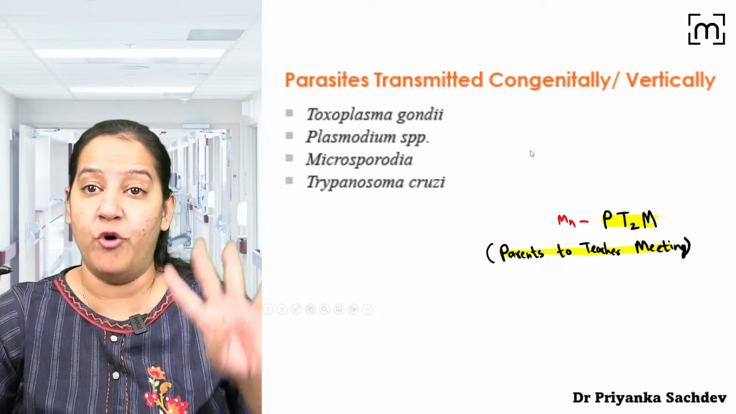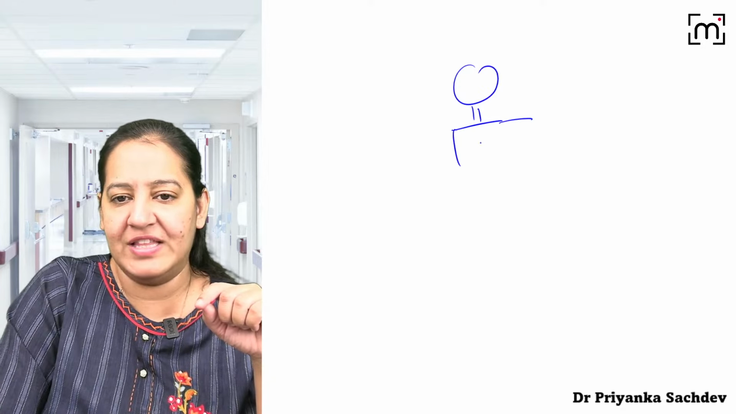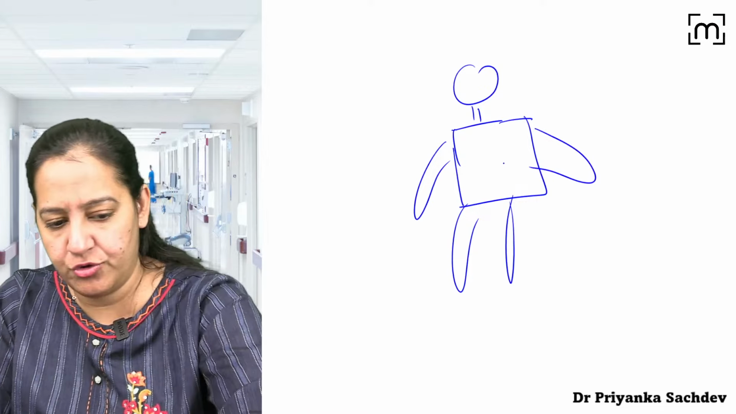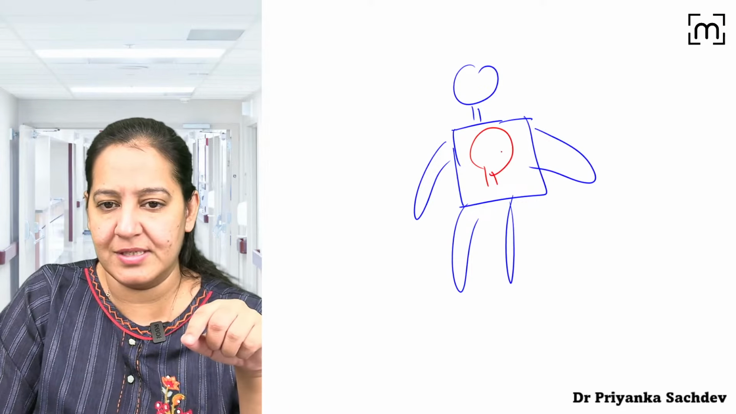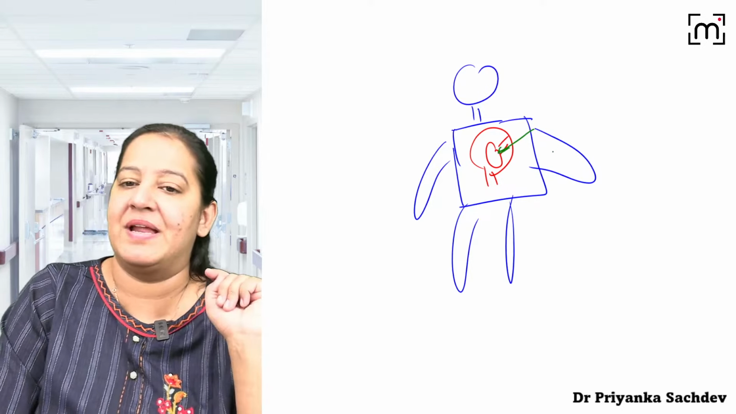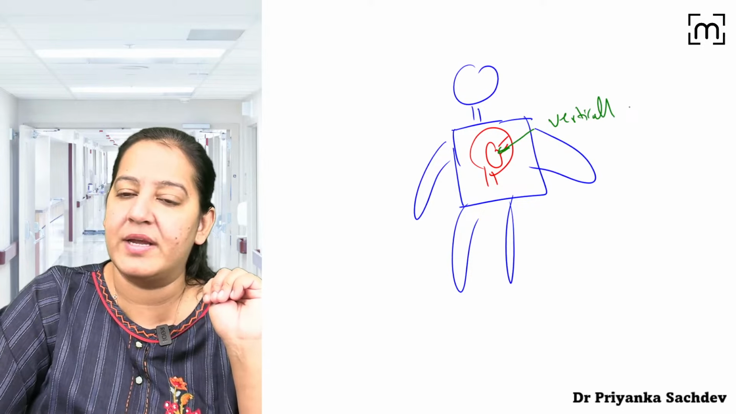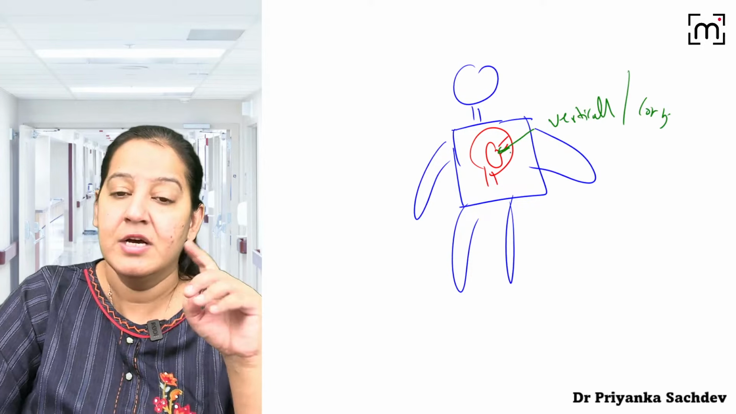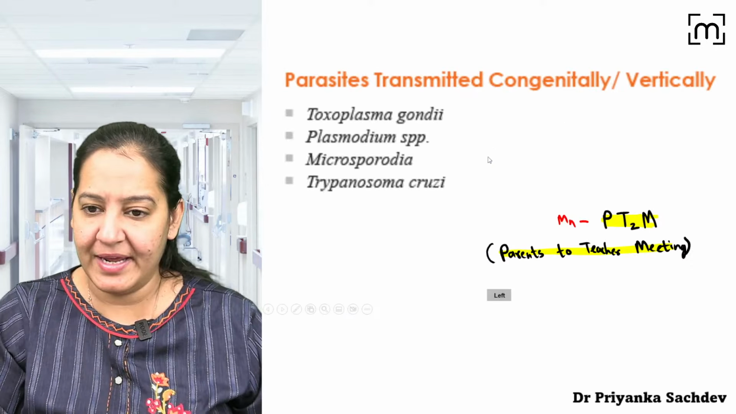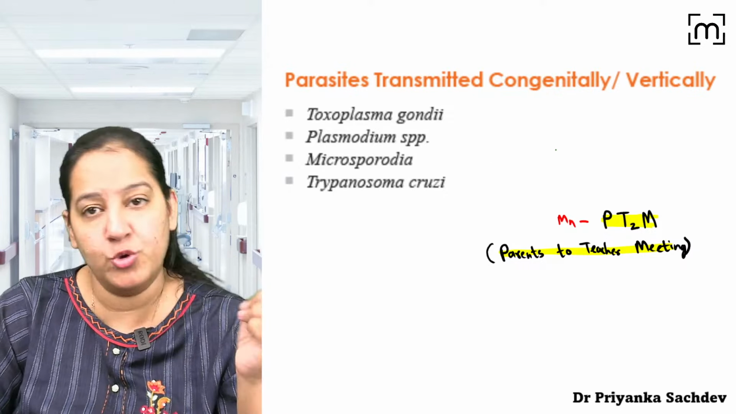Now can you tell me the name of 4 parasites? If any pregnant lady is infected by any of these 4 parasites, this is the uterus, and inside the uterus is the fetus. The parasite can infect the fetus via the placenta. So name 4 parasites which can transmit vertically. This is known as vertical or congenital transmission. The fetus can be infected congenitally because of those parasites. There are 4 parasites which can transmit from mother to fetus.